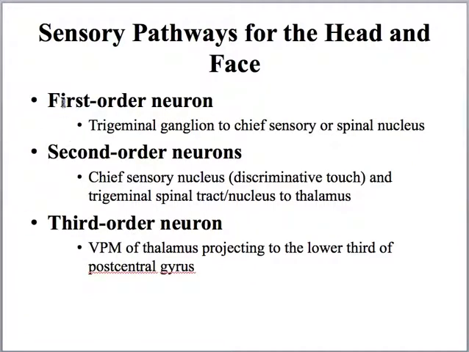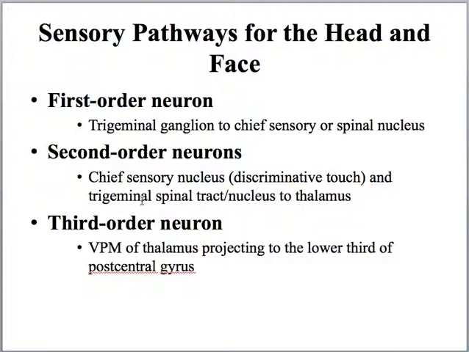They're going to be your first order neurons. And so the ganglion that conveys this is your trigeminal ganglion, and they're going to project to 2 areas, either the chief sensory or spinal nucleus. The chief sensory or spinal nucleus is your second order neuron. And in terms of the modality, the chief sensory nucleus is going to carry discriminative touch.